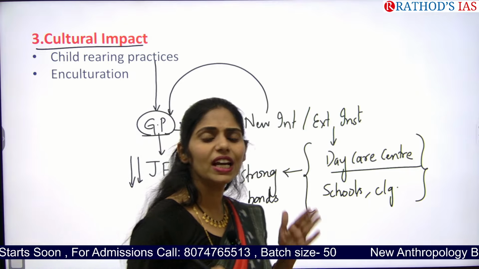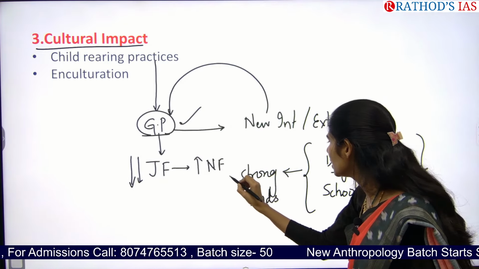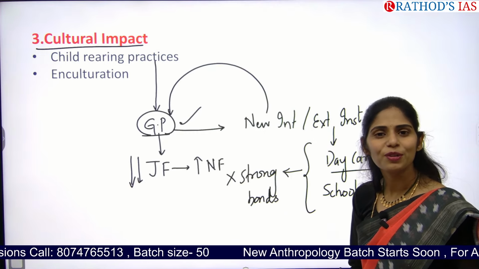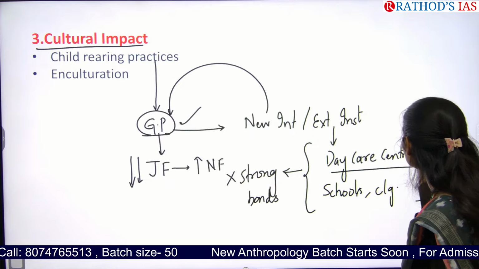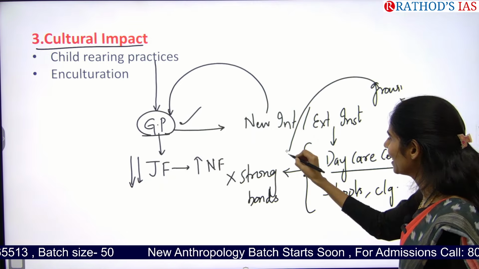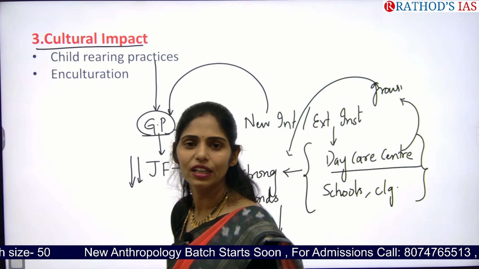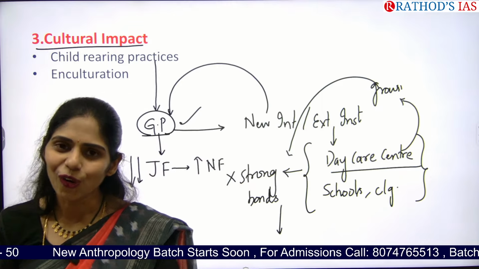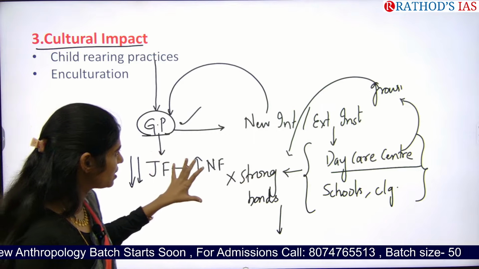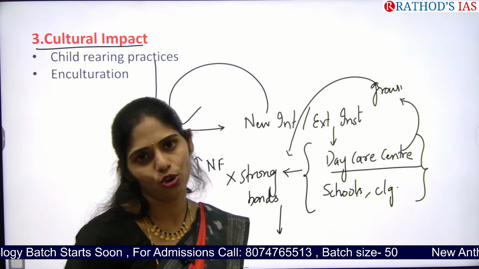So there is very little time of interaction between parents and children. Because of this, there are no strong bonds between them. So when these children grow up, they will put these parents in old age homes. Yes or no? We are teaching them to put parents in old age homes at an older age. So because of industrialization, there is also an increase in old age homes.